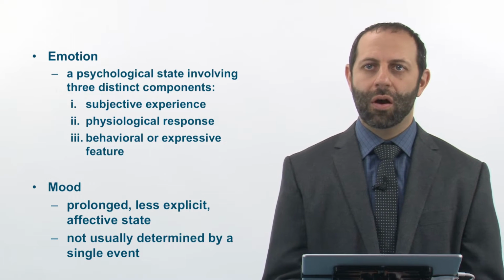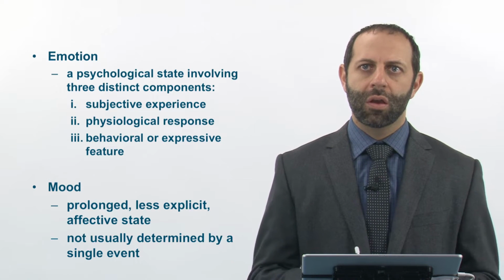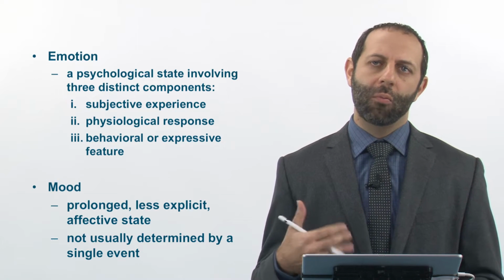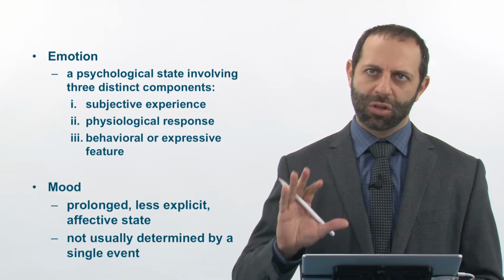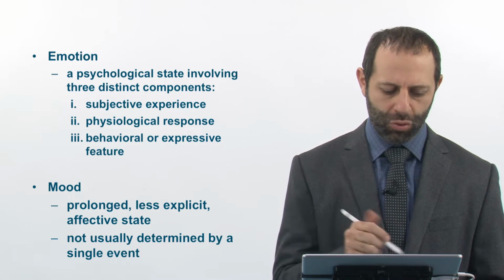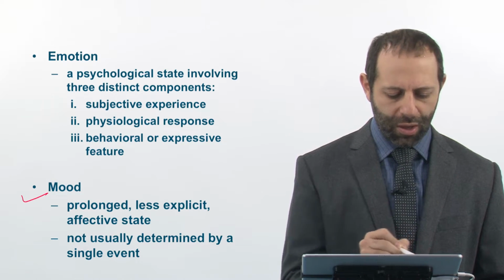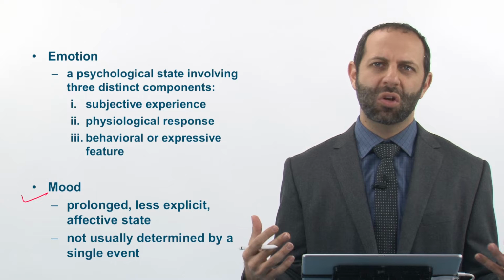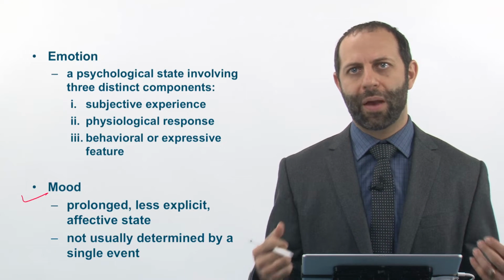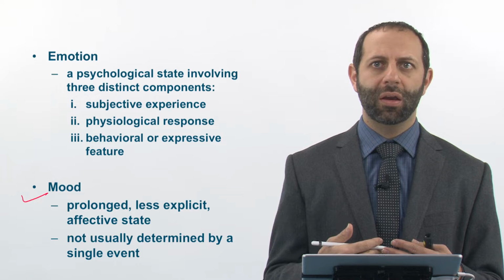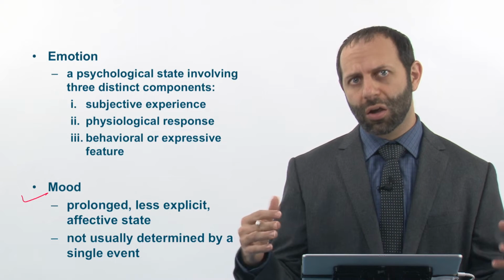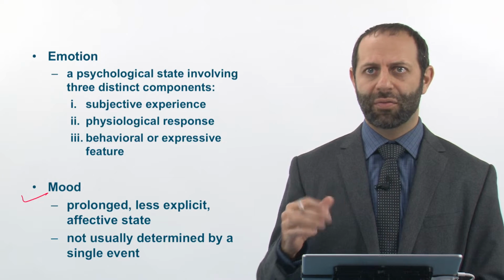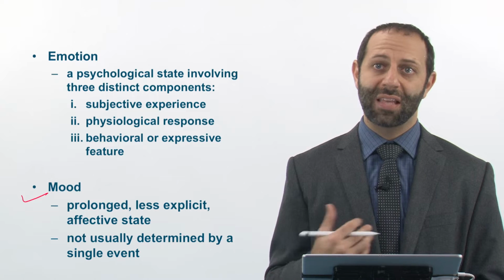In this section, we begin talking about emotions. Emotions are quite common and known to us. When we talk about emotions, I want to just point out that we're not speaking about mood. Mood is a prolonged, less explicit affective state. It's kind of like, what's your mood been over the past month following the election? My mood has been a certain kind of stable point. It's not usually determined by a single event, but it's an overarching state.